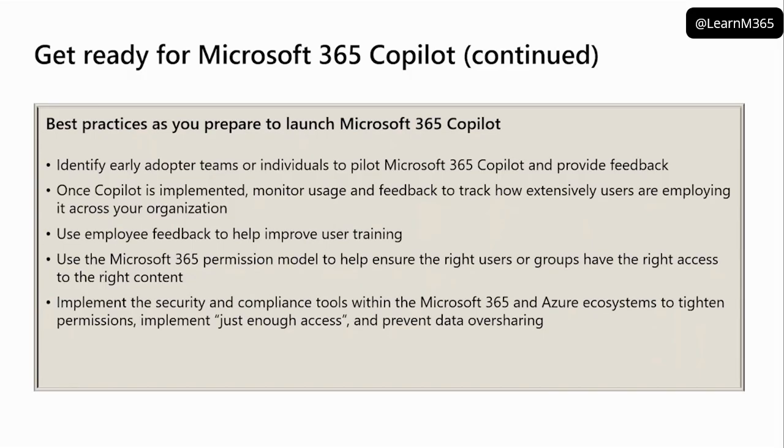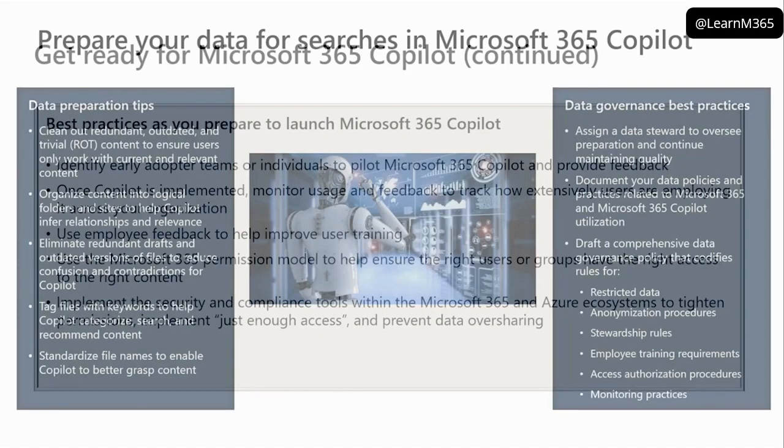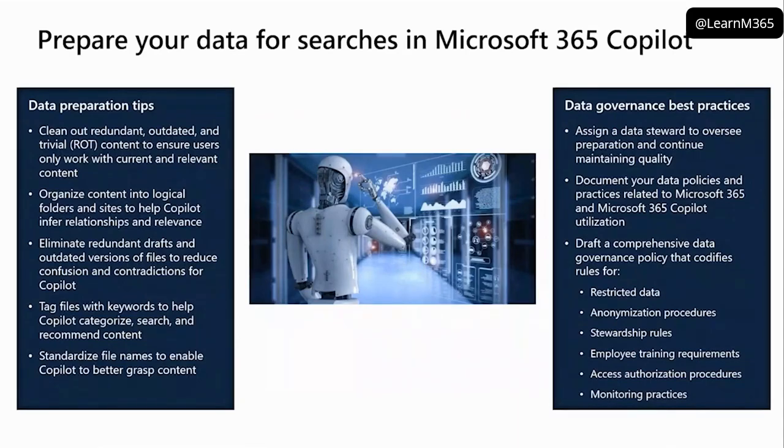Then, how to prepare your data for searches in Microsoft 365 Copilot. We know that we have data and that data is stored in Microsoft Graph, and your Copilot will have access to that data. So you have a huge amount of data. How will Copilot search for that data, right? It uses a semantic index, which is another different concept. So how are you going to prepare your data?